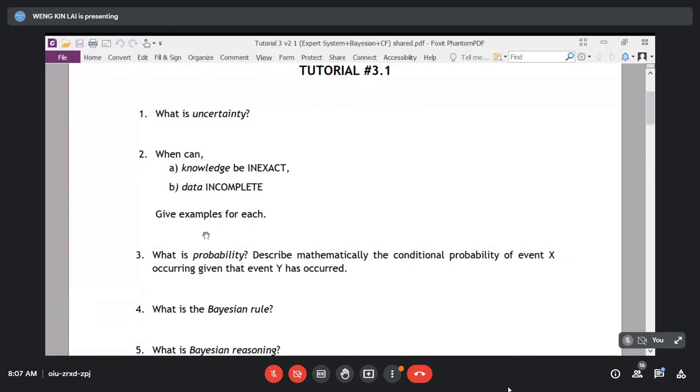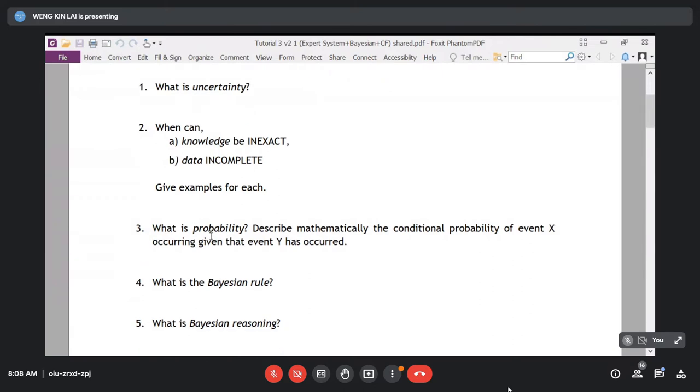Example of when knowledge is inexact, when data is incomplete. Probability, I think we talk about this. I think we know all this from secondary school, so this is something quite straightforward. To refresh your memory, the probability of an event, I think this was discussed in the lectures, is the proportion of cases in which the event occurs. So you can give examples.